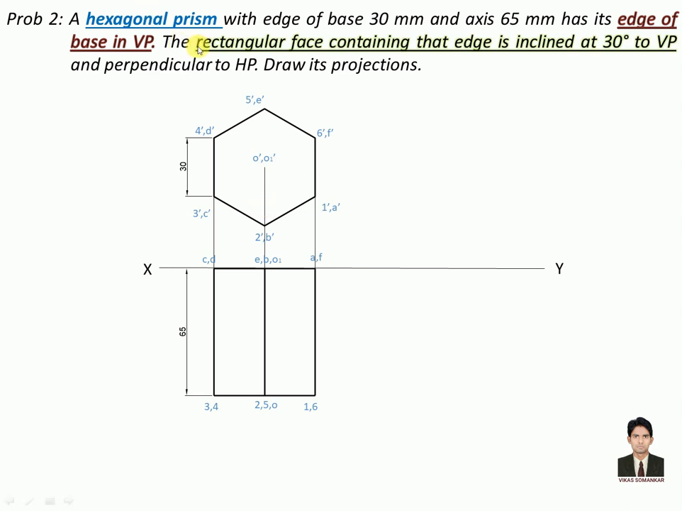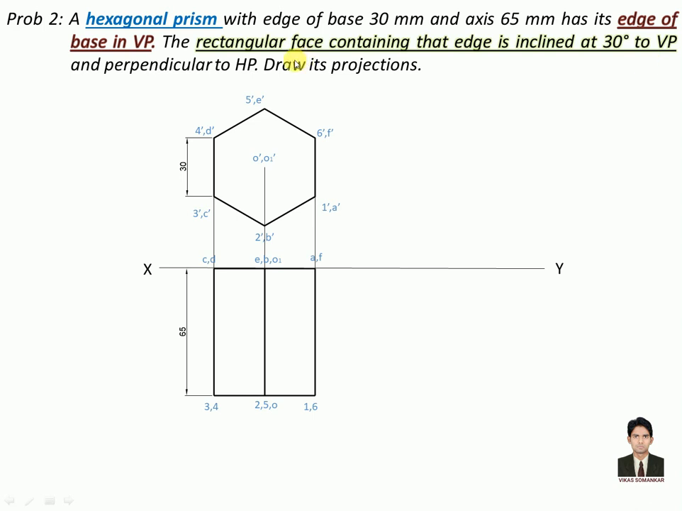It is given that the rectangular face containing that edge is inclined at 30 degrees to VP. So this 30 degree inclination with respect to VP is given to you. This is the information which we will be using now. So it is given that the rectangular face is 30 degrees inclined to VP.